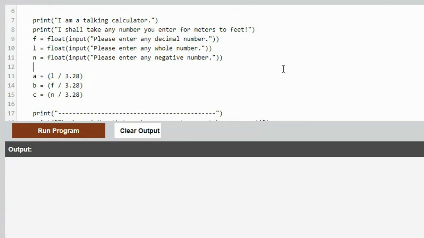Hey, Sierra, I've got your program that converts meters to feet. Looks pretty good, but I think there's a little something wrong. Let's take a look. So the first thing I was looking at is right here.